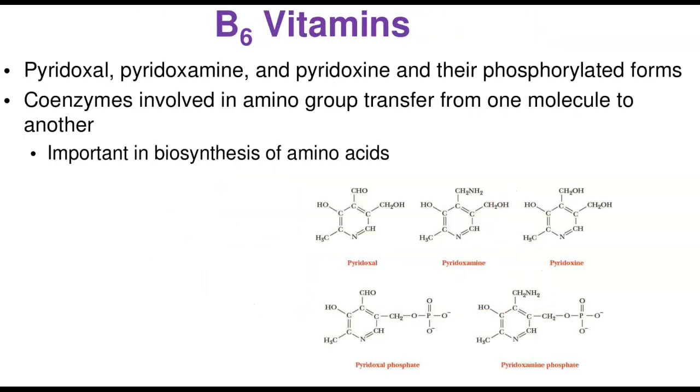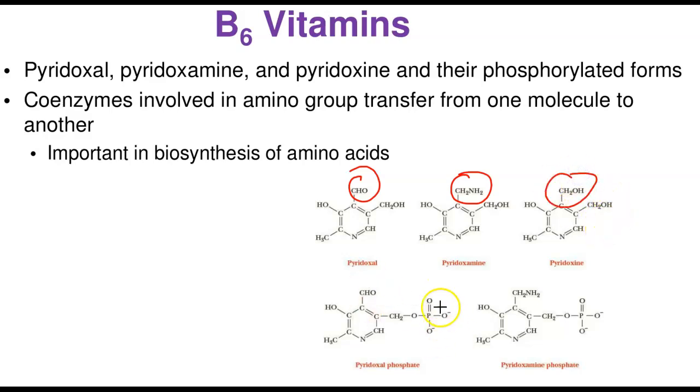We talk about vitamin B6. Vitamin B6 is, of course, pyridoxal. It's called pyridoxine, pyridoxal, or pyridoxamine, whichever one you call it. It is pyridoxal when it has the aldehyde here. Al means aldehyde. Pyridoxamine when it has an amino group here. It is called pyridoxine when it is an alcohol here.